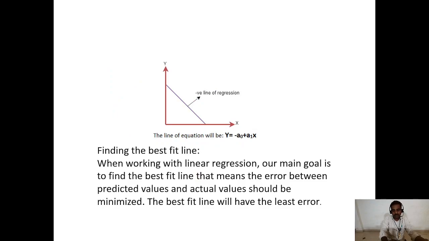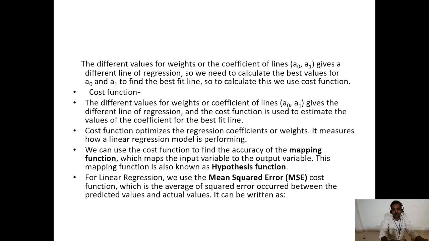How to draw the best fit line? When working with linear regression, our main goal is to find the best fit line. That means the error between the predicted values and actual values should be minimized. So the best line will have the least error. Different values for the weights or coefficients of the line, A0 and A1, give different regression lines. So you need to calculate the best values for A0 and A1 to find the best fit line. For this, you use the cost function.